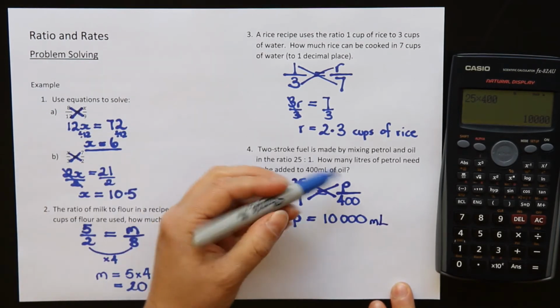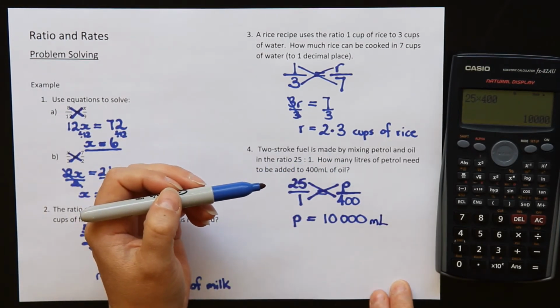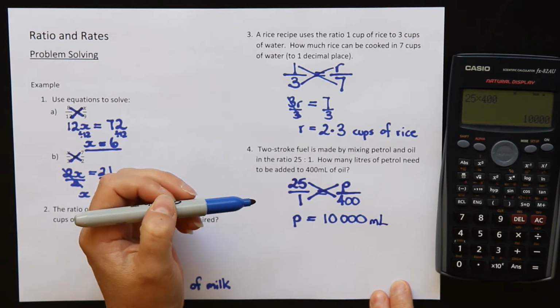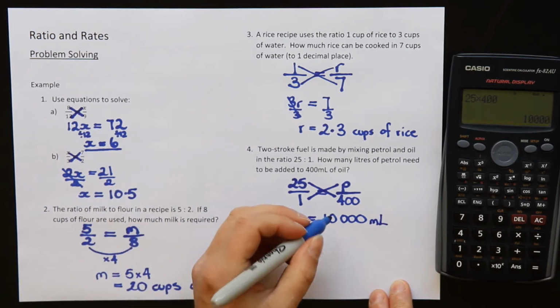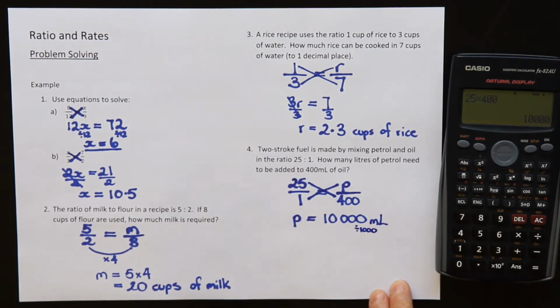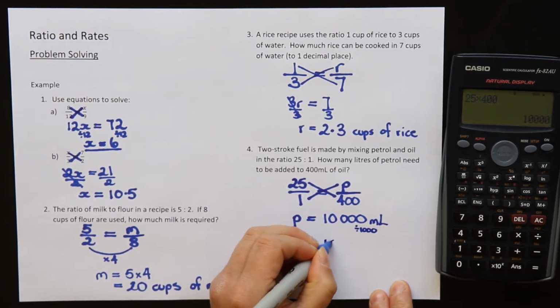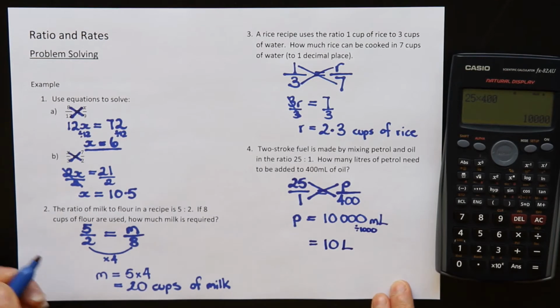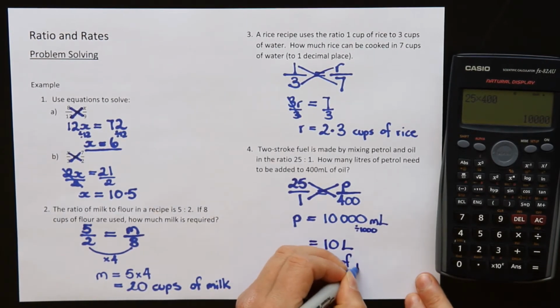To make that into litres, my question asks for how many litres of petrol. There is 1,000 millilitres to a litre, so I need to divide that by 1,000. If I divide by 1,000, that takes off 3 zeros, and I get 10 litres. So I need 10 litres of petrol.